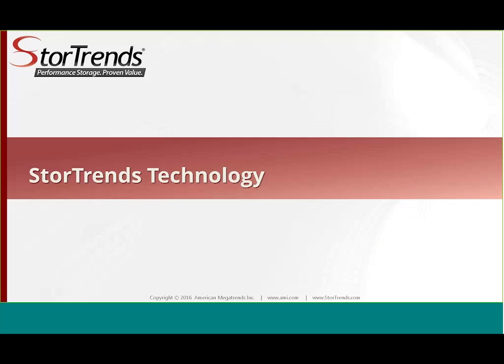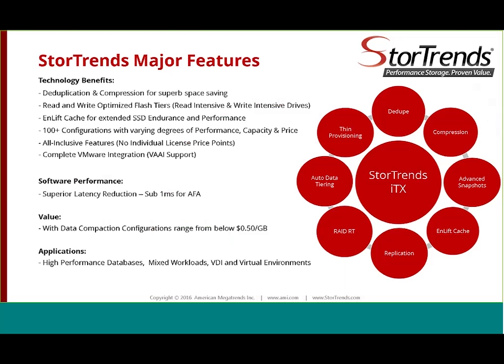All right, so let's quickly move into the StorTrends technology slides, and then we'll jump into the demo. Just want to point out some of the key features and the major features within the StorTrends product line. If you look over to the right, our operating system is called StorTrends ITX. Some of the features that surround that: deduplication, compression, advanced snapshots, thin provisioning, in-line cache, replication, auto data tiering, and then we have our own RAID called RAID RT. And I'll talk about some of these as I move through the demo in just a few minutes.